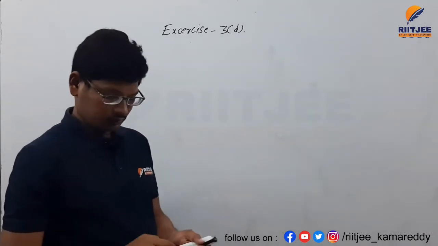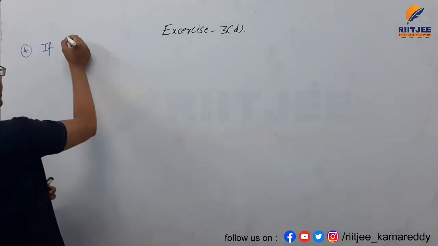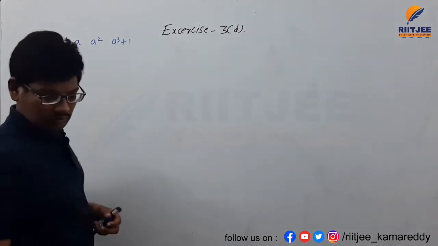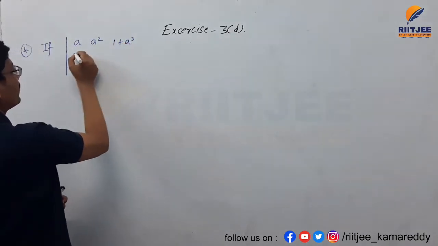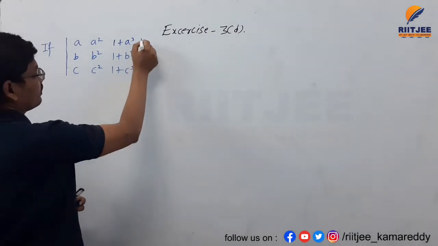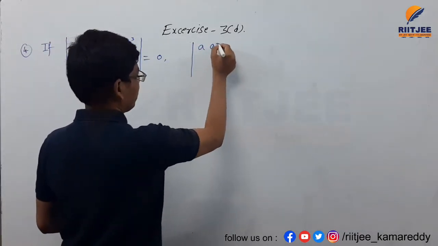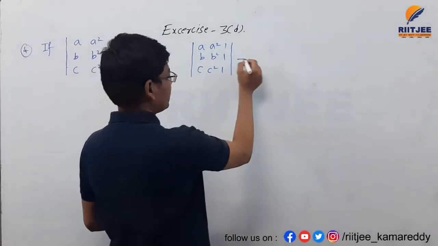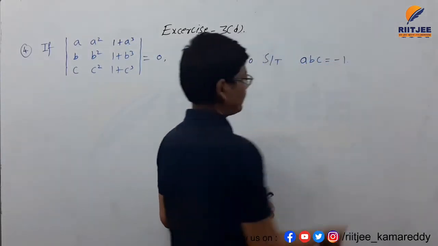And the next question, the fourth question: if the modulus of a square, a cube plus 1; b square, b cube plus 1; c square, c cube plus 1 is equal to 0, and if the modulus of a square, a, 1; b square, b, 1; c square, c, 1 is not equal to 0, then show that abc is equal to minus 1.